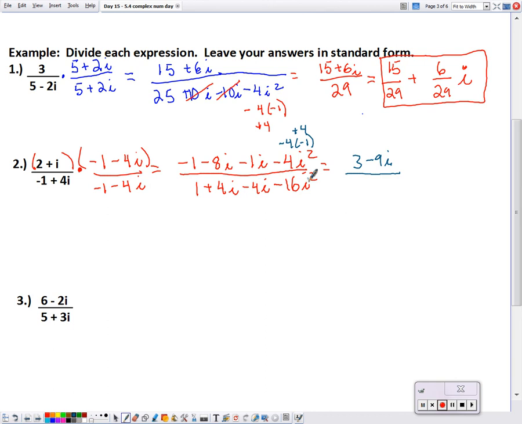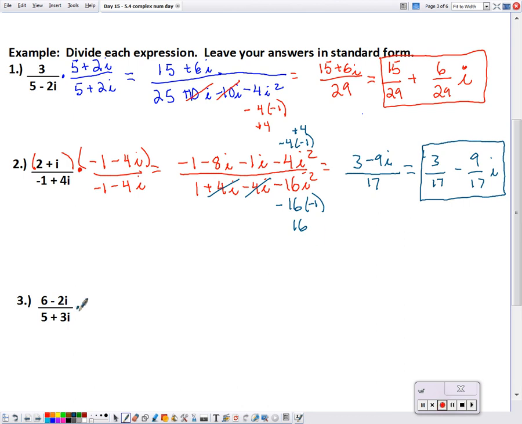Negative 16i squared, well, first off, these 4i and negative 4i cancel, which is what is supposed to happen when we multiply conjugates together. And we've got negative 16i squared, which is negative 16 times negative 1, which is positive 16. 1 plus 16 is 17. We take our answer, we separate the real from the imaginary, and our answer is 3 over 17 minus 9 over 17i. Take a moment, pause the video, and try number 3 by yourself.